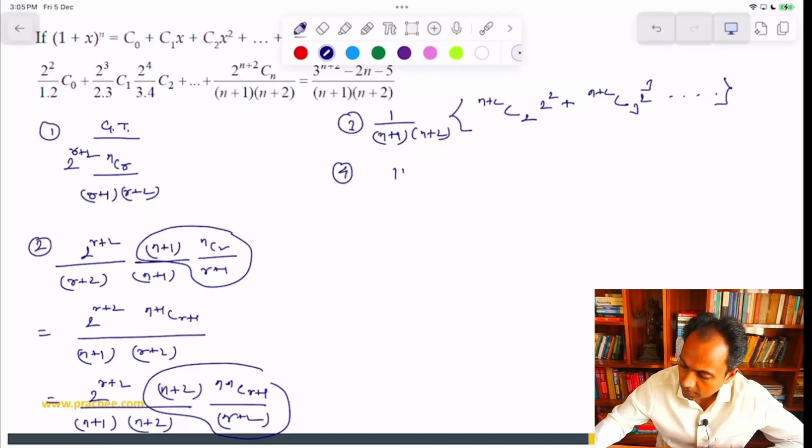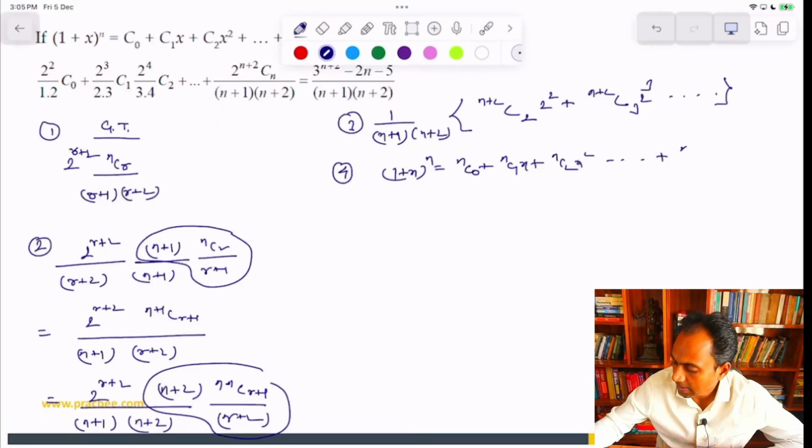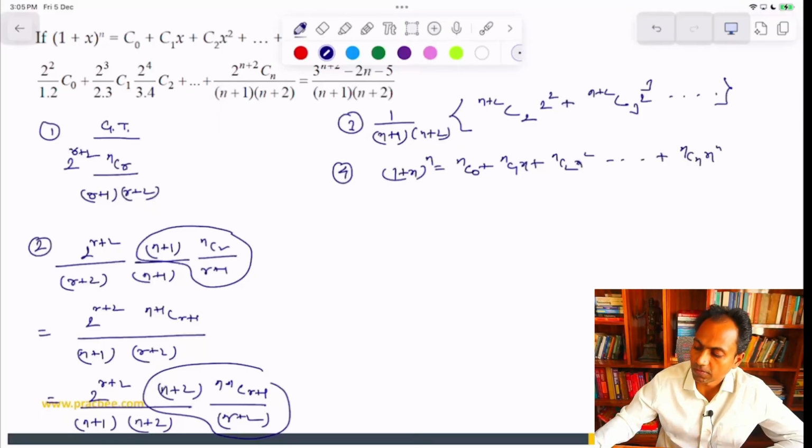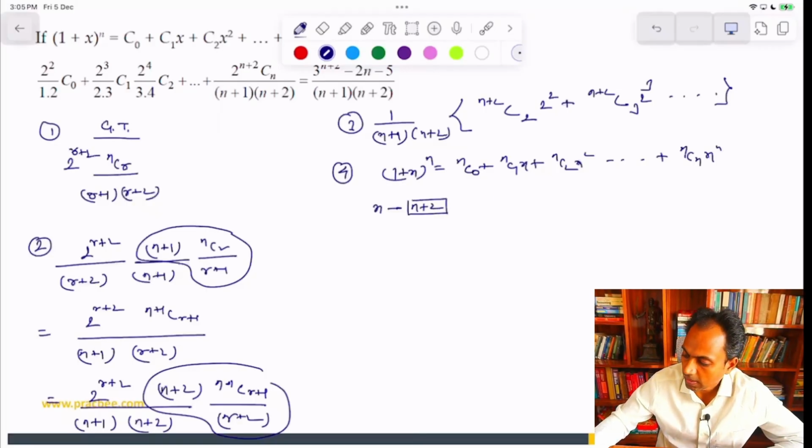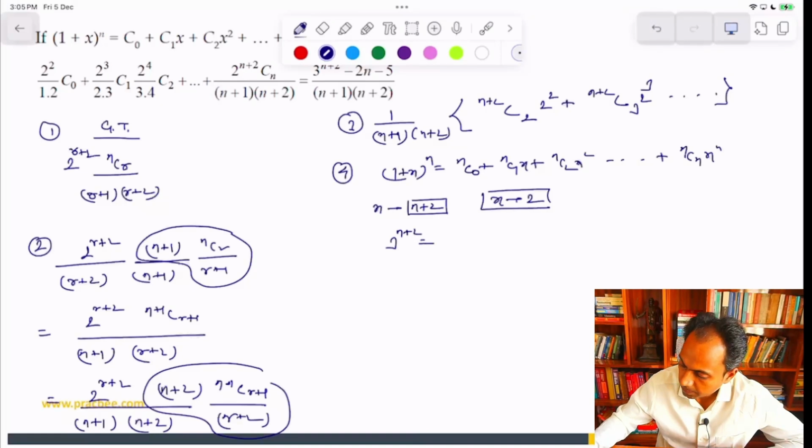So we know that (1 plus x) raised to the power n is nC0, nC1 x, nC2 x square, and so on till nCn x raised to the power n. So what we are going to do is replace n by n plus 2 and replace x by 2. These two things we are going to do. If I do that, the left hand side will become n plus 2 C1 into 2, n plus 2 C2 into 2 square, and so forth.